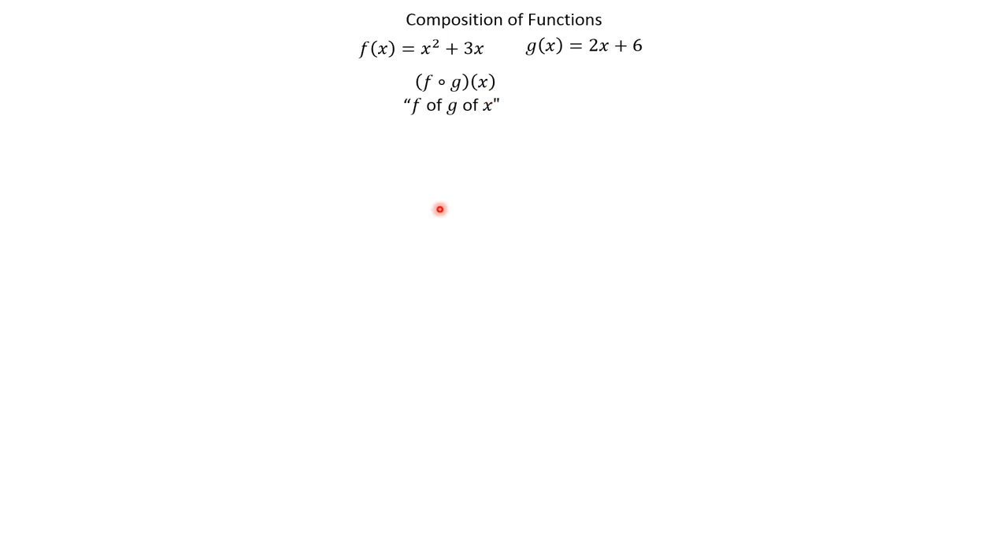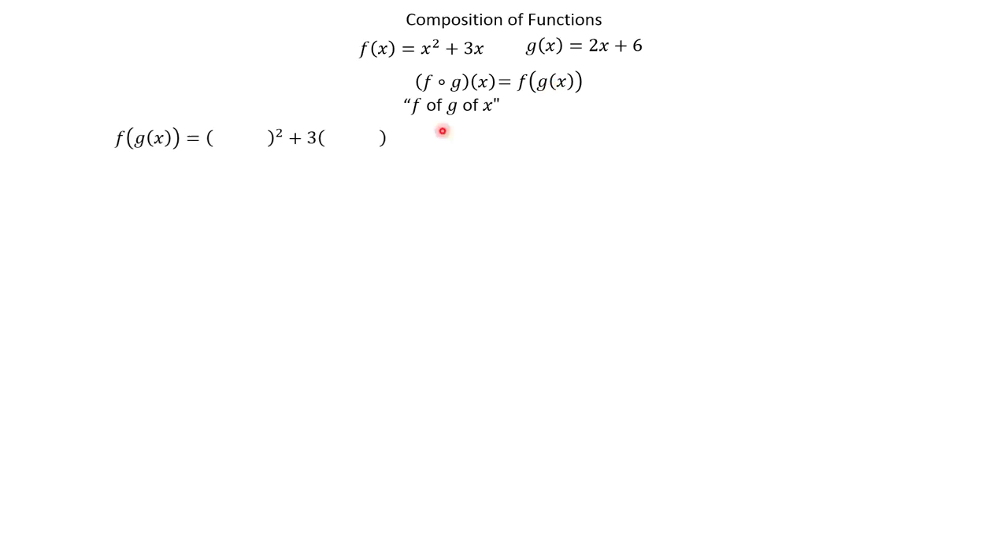If we were to write it in the other notation, just like we were doing with the other ones, it would look like this, which is again pronounced f of g of x. And what this means is we're going to take the g of x function and replace all the x's in the f function with the g of x function.